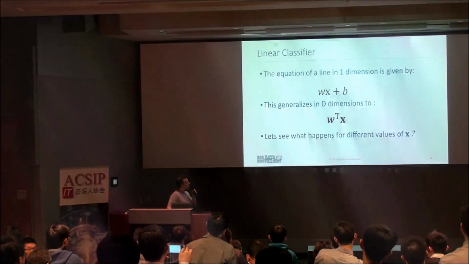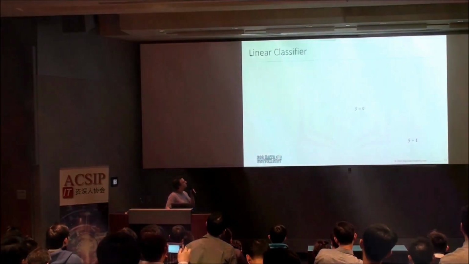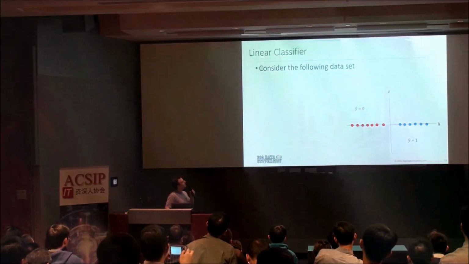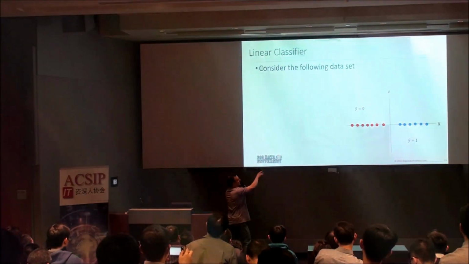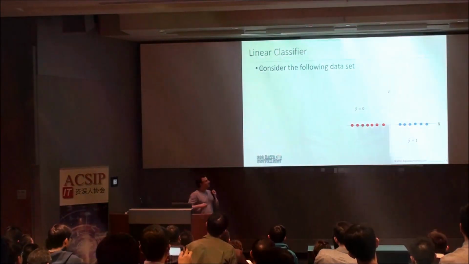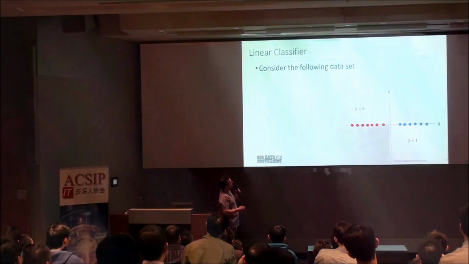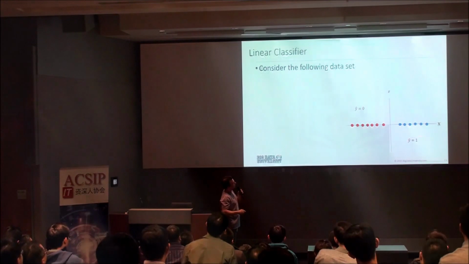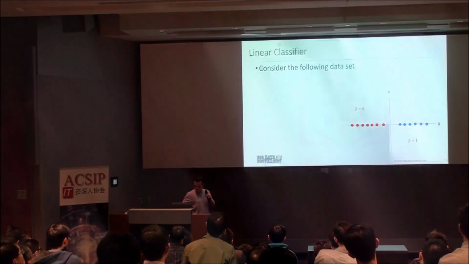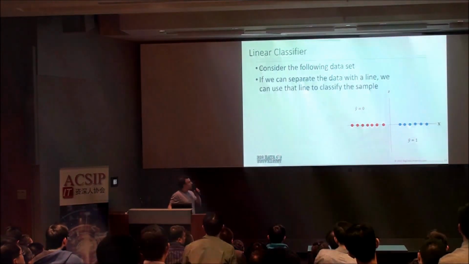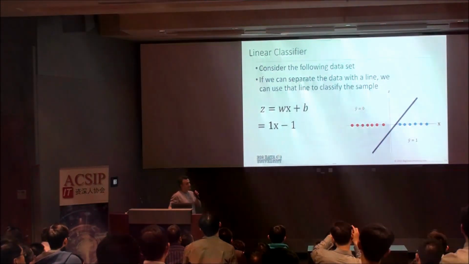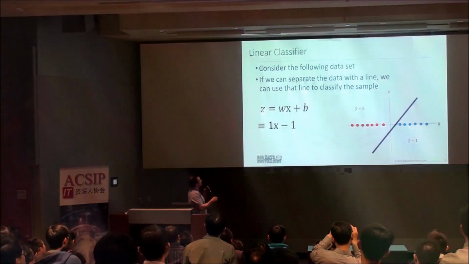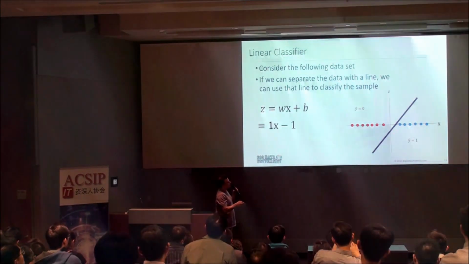So let's see what happens for different values of x. So let's take the following data set, right? And basically, the red samples over here are y equals 0, and the samples over here are y equals 1. So if we can use a line to separate the data, we can use this line to actually classify the data set. So here's the actual line we're going to use. Here's a picture of the line.